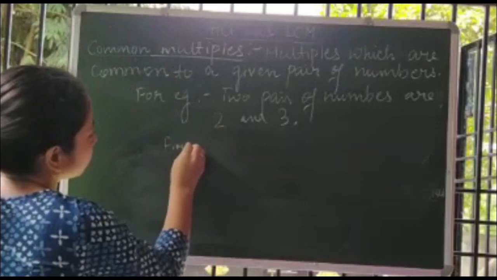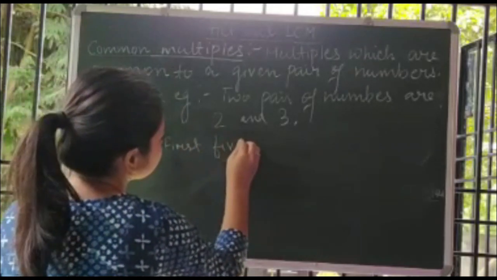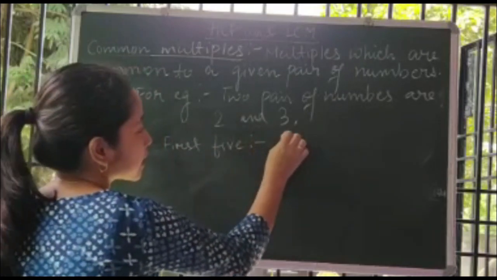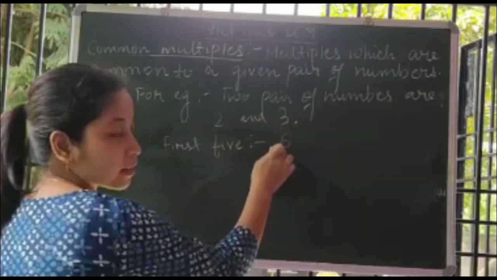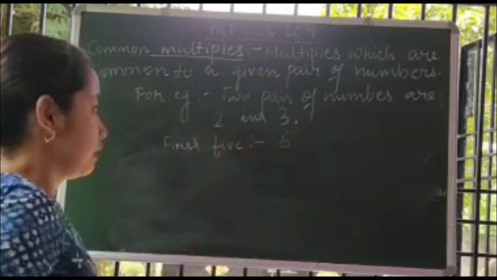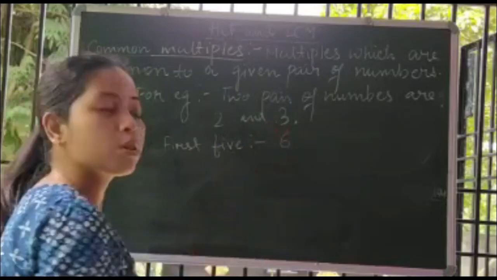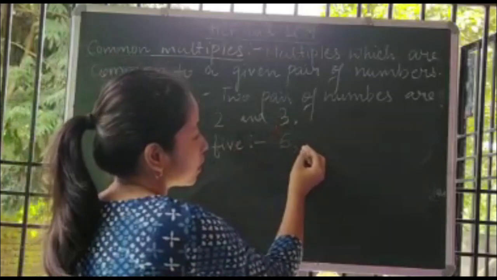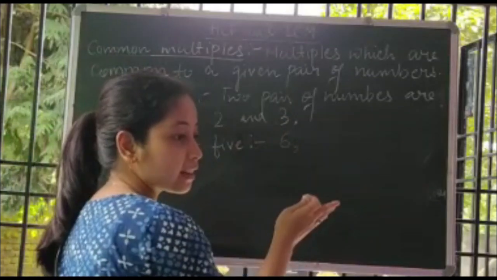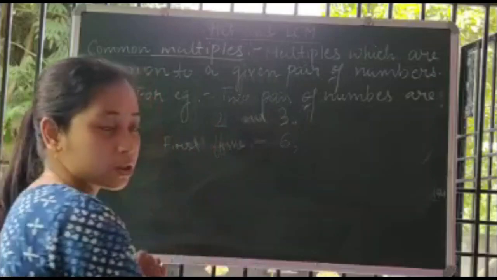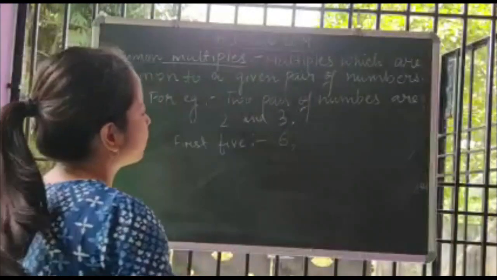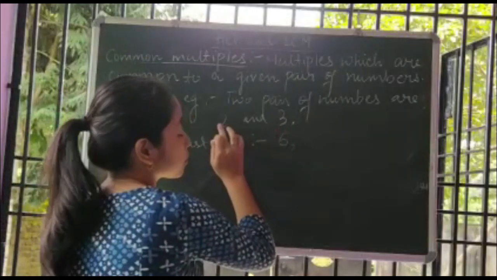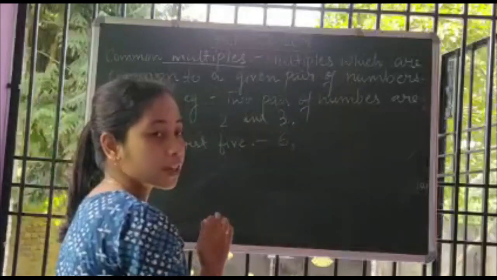First 5. What are they? 2 3s are 6. Is 6 a common multiple of both 2 and 3? Yes, because in the table of 2, 6 is there, and in the table of 3 also 6 is there. 2 3s are 6, 3 2s are 6. Then 7 is not there, 8 is also not there. Let us see 9. 9 is not there because in the table of 2, 9 is not there. Then 10. In the table of 2, 10 is there, but in the table of 3, 10 is not there.